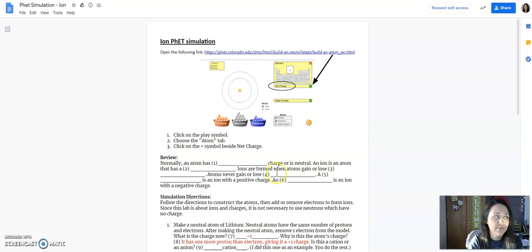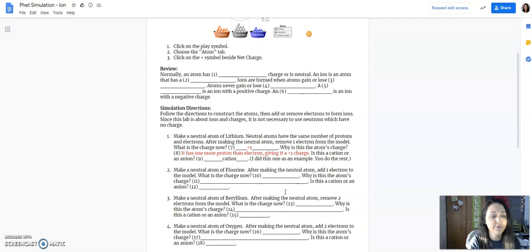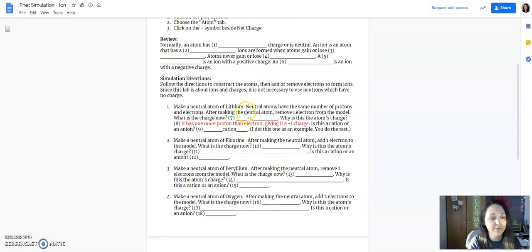So if we have carbon, it will always have 6 protons. No matter if it's charged, it has a different mass, it will always have 6 protons. A blank is an ion with a positive charge, a cation, and an anion is an ion with a negative charge. So the first thing we're going to do is make a neutral atom of lithium. So neutral atoms have the same number of protons and electrons.